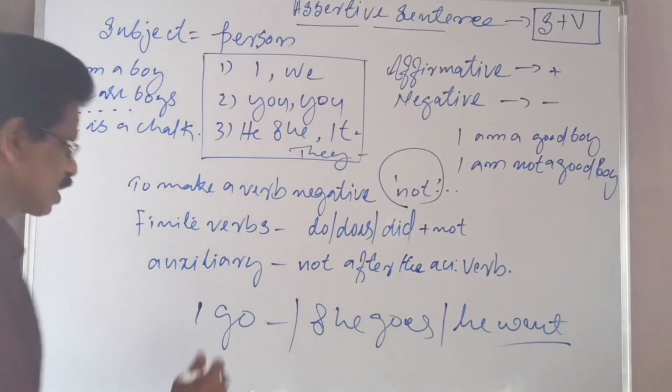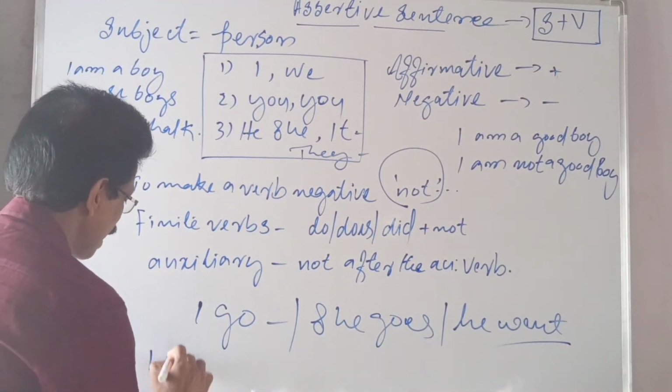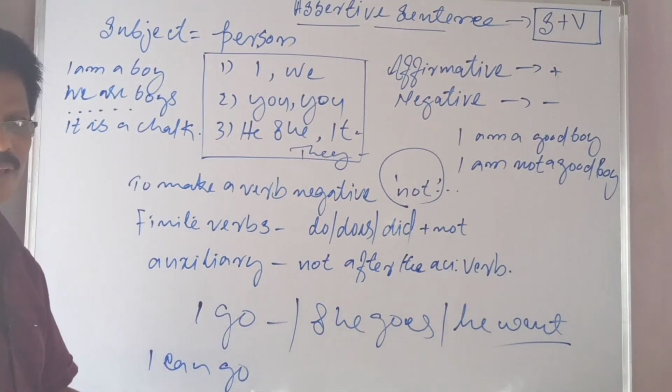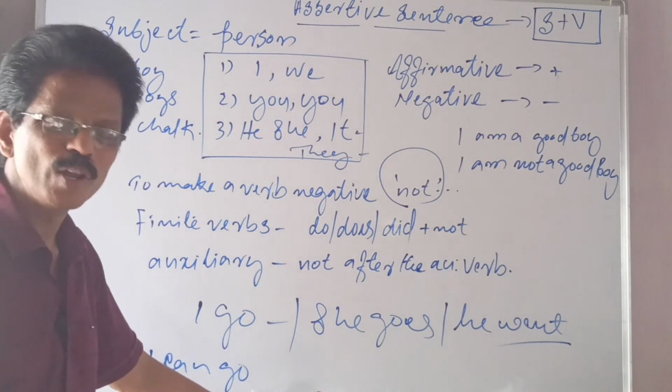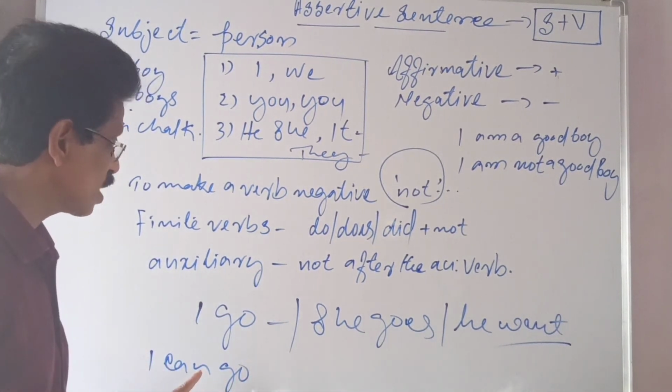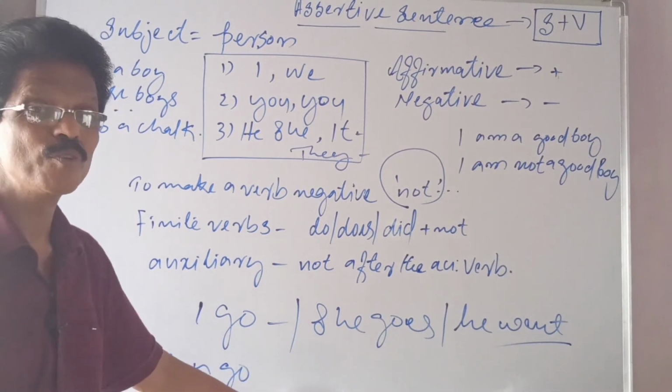Or an auxiliary verb. See, I can go. I cannot go. I will go. I will not go. I may go. I may not go. So, use not after the auxiliary verb.